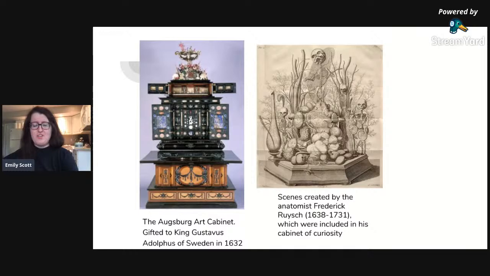Frederik Ruysch was known for carefully curating scenes with human bodies, as you see in this photo. He was also known for pushing the boundaries between science and art, as you'll see here. I think the public generally were interested in his eccentric views on the world. Ruysch tried to present a story with his objects, and this is what makes it kind of like a museum, because he carefully organized his objects.